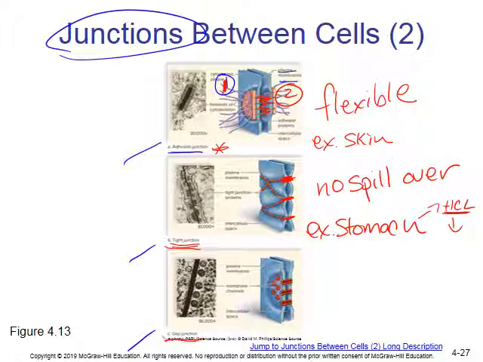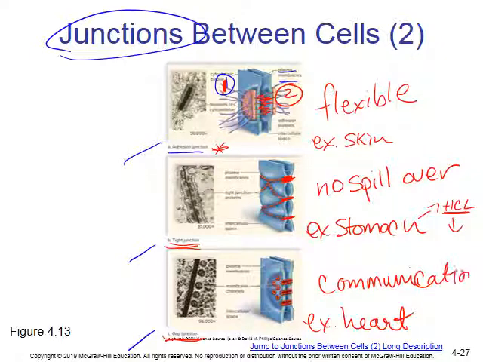So now we have gap junctions. Best example for this is the heart. And this we want communication and kind of synchronized communication. So we have a tiny little channel so that this cell and this cell can talk to each other. So in the example of the heart, you want your heart to contract all at one time. Your heart has to pump blood up and out against gravity. It has to all be forcefully contracting at one time.